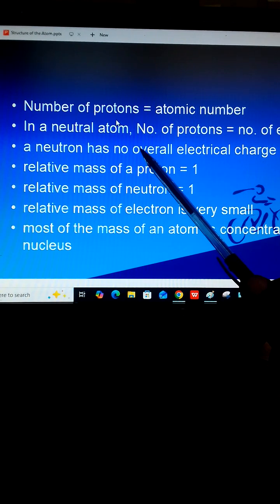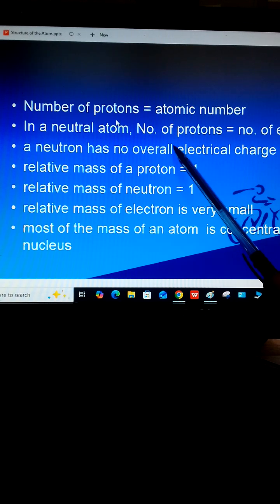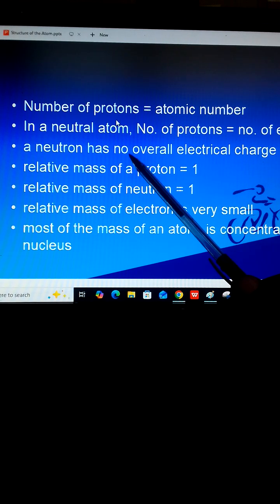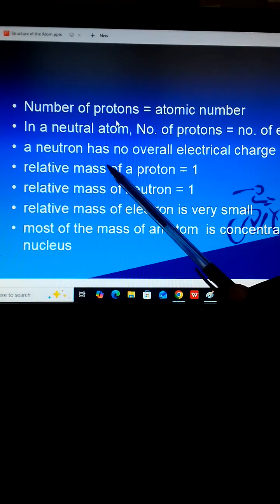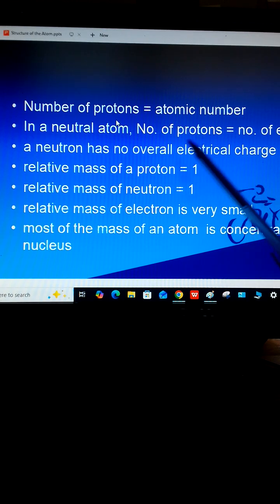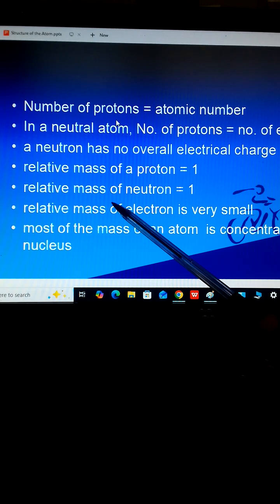A neutron has no overall electrical charge. It is neutral, and it is found in the nucleus. The relative mass of a proton is 1, and that of a neutron is 1. But the relative mass of an electron is very small. Most of the mass of an atom is concentrated in the nucleus.